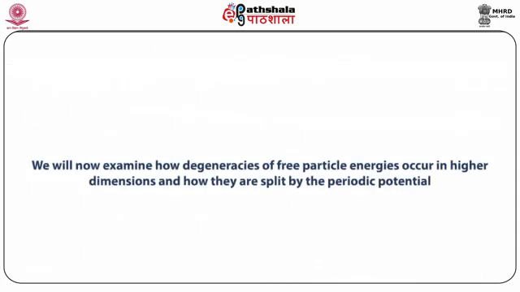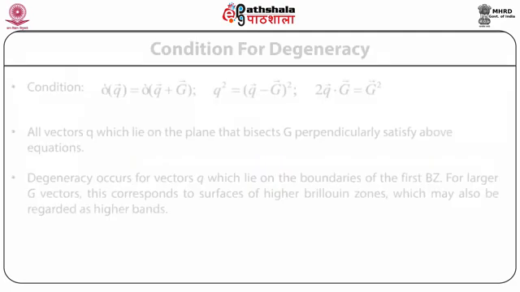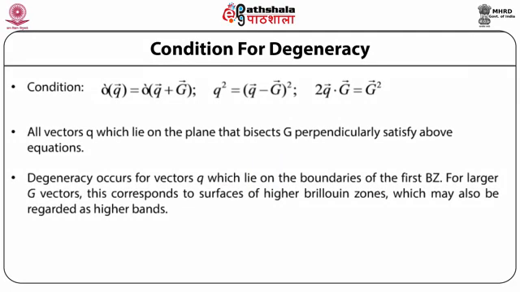Next, we examine how the degeneracies of free particle energies occur in higher dimensions and how they are split by the periodic potential. So, the conditions for degeneracy. What are these? This happens when the energy as a function of Q is equal to the energy at Q plus the reciprocal lattice vector G. That is, Q square equals (Q minus G) whole square, and 2Q dot G is equal to G square.